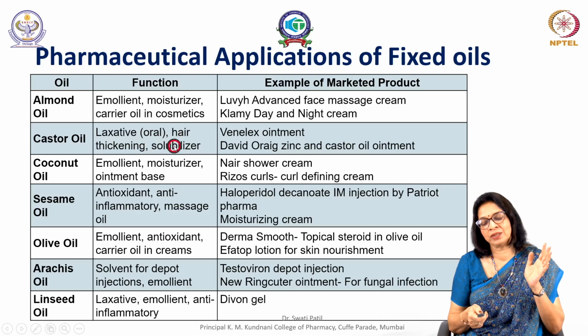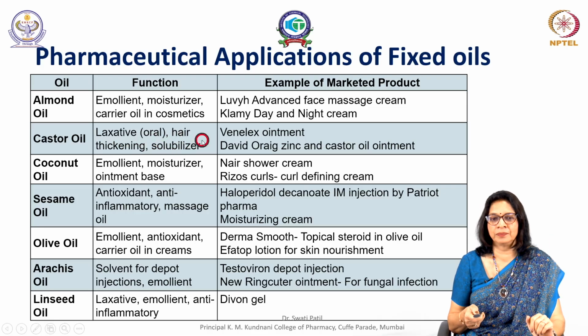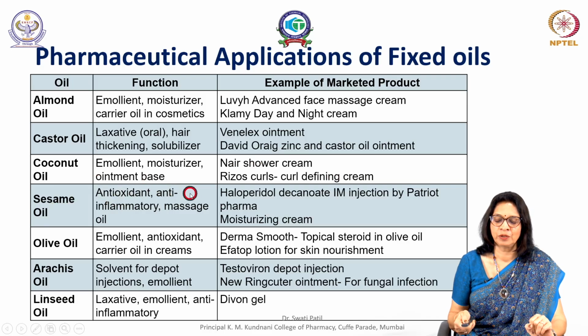So when castor oil is used, it gives hair a good thick volume. This oil is a little high on viscosity. These are the examples of marketed preparations where castor oil is used. Coconut oil is an emollient and moisturizer. A nail shower cream is made with coconut oil, and there is a cream which defines the hair curls. Sesame oil is used as antioxidant, anti-inflammatory.